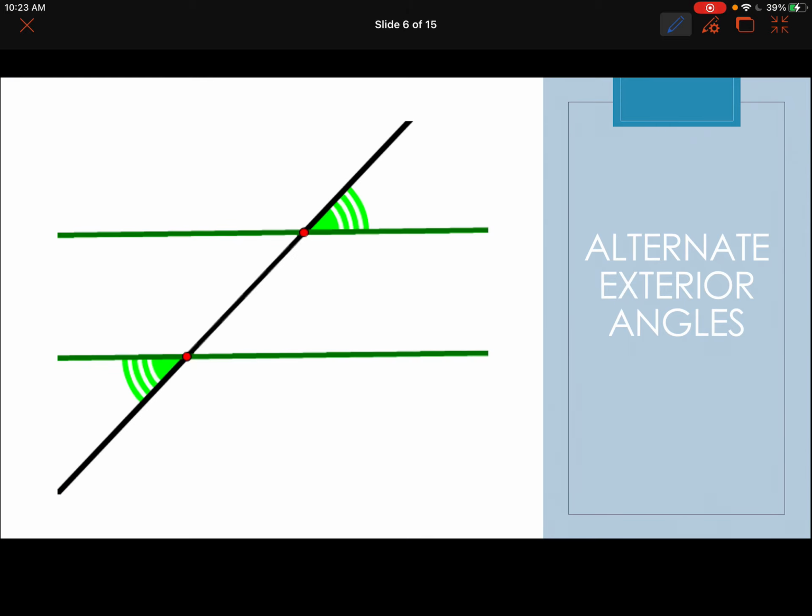Alternate exterior angles, you see that we have this GIF actually. The purple angles are a set of alternate exterior angles. The green angles are another set. So alternate exterior angles are outside of the parallel lines and they're on opposite sides of the transversal.